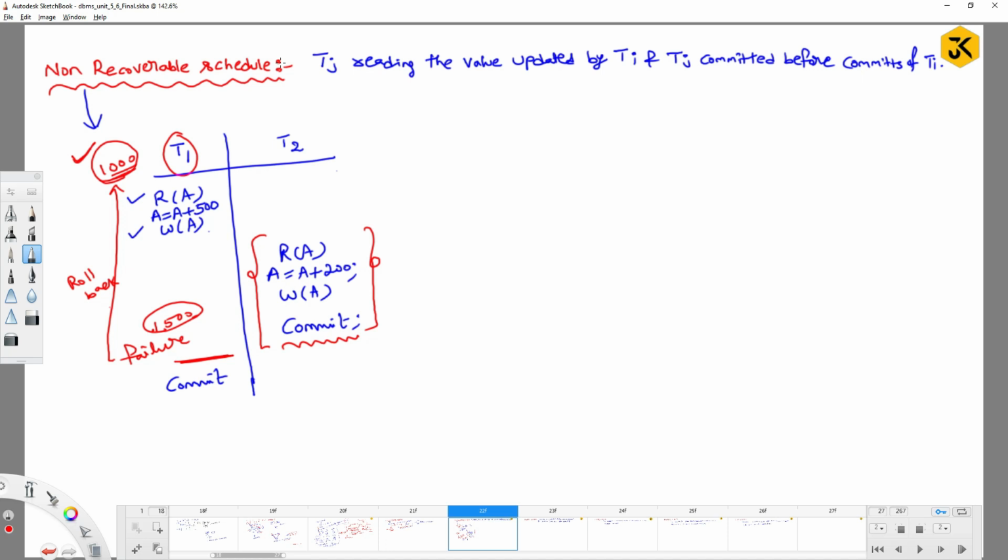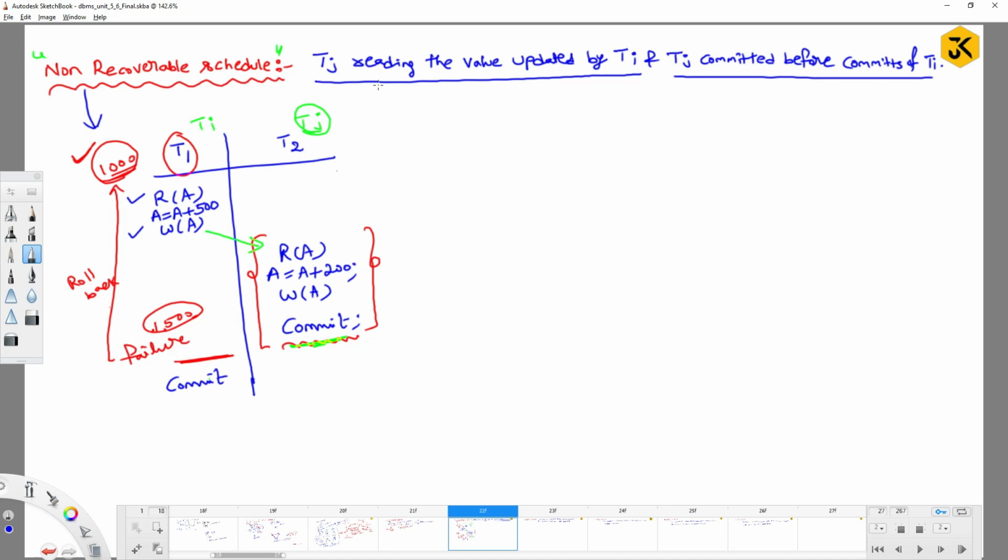Right? Why did you get this non-recoverable schedule? Because if you observe clearly, some transaction Tj is reading the value which is updated by some other transaction Ti, and Tj is committing before the commit of Ti. The non-recoverable schedule is going to happen. We cannot recover to the consistent state. This is what we call a non-recoverable schedule. Right? So this kind of situation has a chance of occurring. You have to handle all those things. So simply the definition is, when Tj is reading the value updated by Ti, and Tj commits before the commit of Ti, I can call it a non-recoverable schedule.